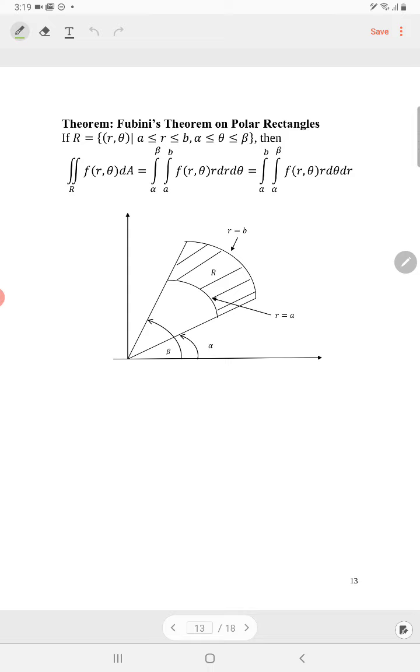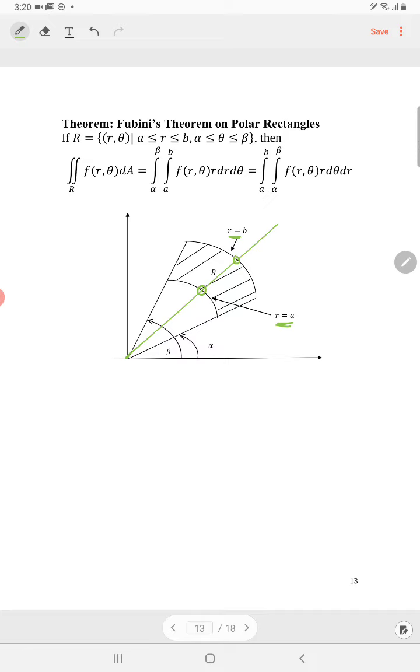Now for r and theta. To get the limits for r, you draw a straight line from the origin across your region, and you look at the boundary it crosses first. The one it crosses first would be the lower limit for r. The one it crosses last would be the upper limit for r. So here r is from a to b.